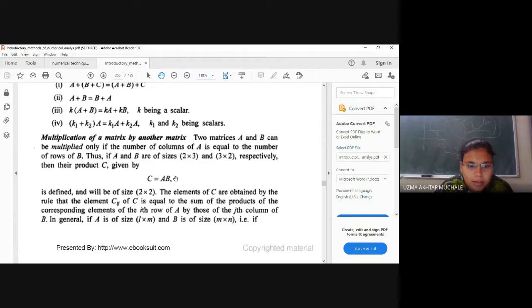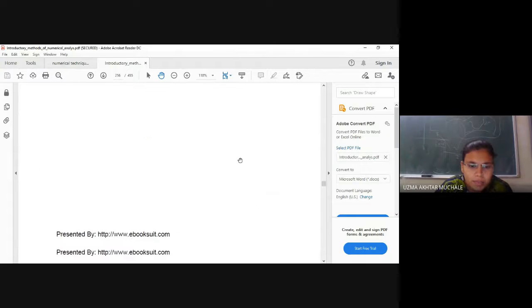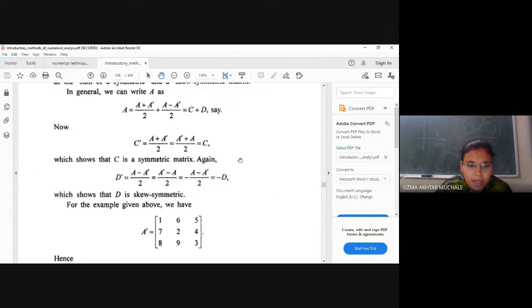Just like this, the number of columns of the first matrix should be equal to the number of rows of the second matrix, and the resultant matrix has the number of rows of the first matrix and the number of columns of the second matrix. So suppose m cross n and n cross l, then the resultant matrix will be m cross l. Okay. So in this way, these are some concepts related to matrices.